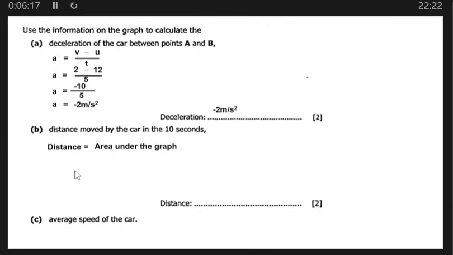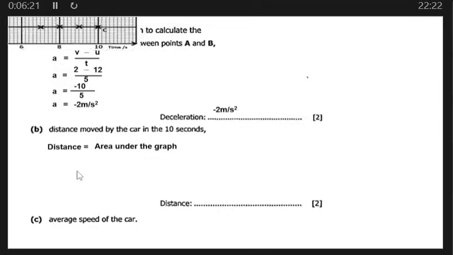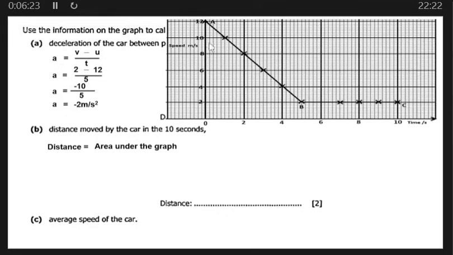So how are we going to find the area under the graph? Let's go back to the graph. As you can see, here is the graph. It goes A, B, and then to C, and they are asking us to calculate the distance moved by the car in the 10 seconds.